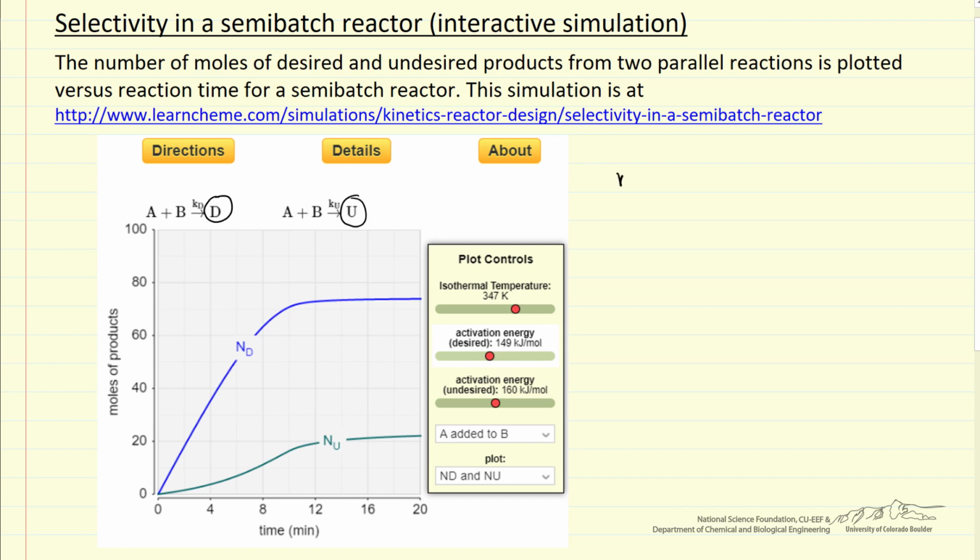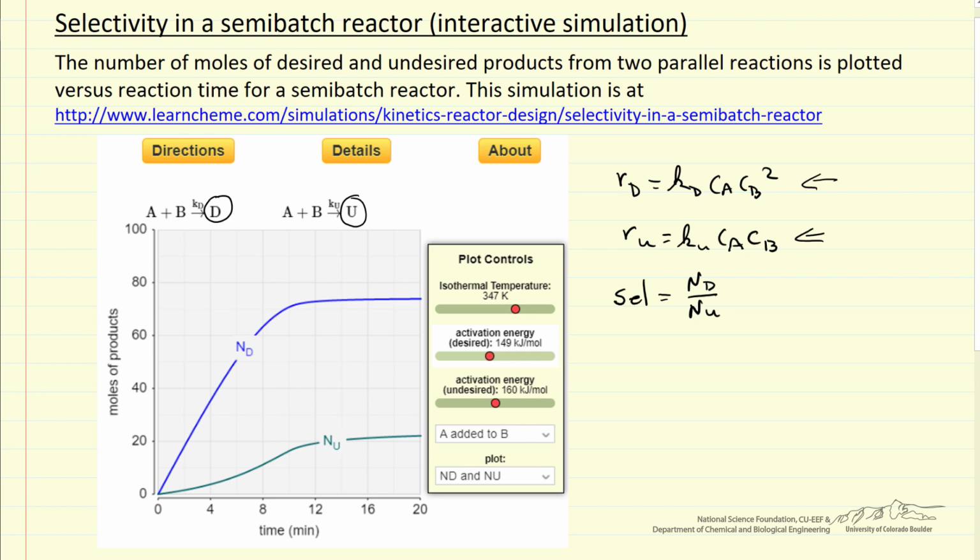And the reason for running semi-batch in this case is because the desired product is first order in the concentration of A and second order in the concentration of B, whereas the undesired product is first order in the concentrations of both A and B. And so if we want to maximize selectivity, in this case we're talking about selectivity as the number of moles of D at any given time over the number of moles of U. If we want to maximize that, we want to keep the concentration of B high because that keeps the rate of this high relative to this rate.